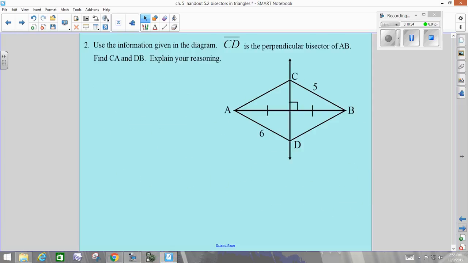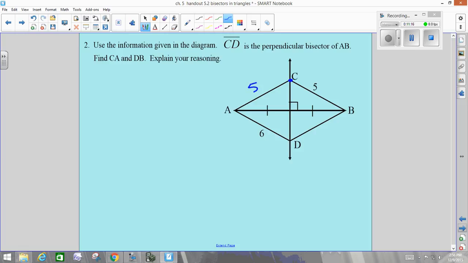All right. Number 2. Use the information given in the diagram. CD is the perpendicular bisector of AB. Find the length of CA and DB and explain your reasoning. Okay, CD is the perpendicular bisector of AB. So that means CD is making the right angle with AB, and CD is cutting AB in half. Okay, so C, it's on the perpendicular bisector. So the distance from C to the endpoints has to be what? Right, so what's AC?